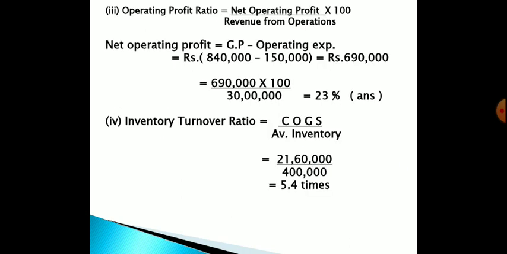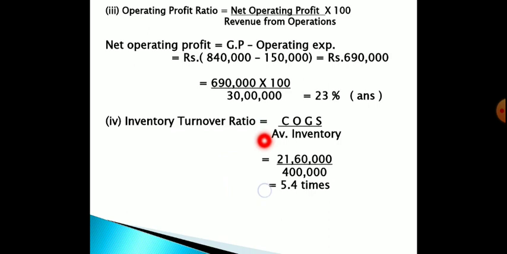In the third part we have to find the operating profit ratio, which is equal to net operating profit divided by revenue from operations into 100. So the formula for net operating profit is, from the gross profit we'll deduct the operating expenses. Since non-operating expenses and non-operating income are not here, we are not going to mention that. So we'll simply subtract operating expenses, that is 8,40,000 minus 1,50,000 is 6,90,000. So putting it in the formula, net operating profit is 6,90,000 divided by 30 lakh into 100, is 23%.